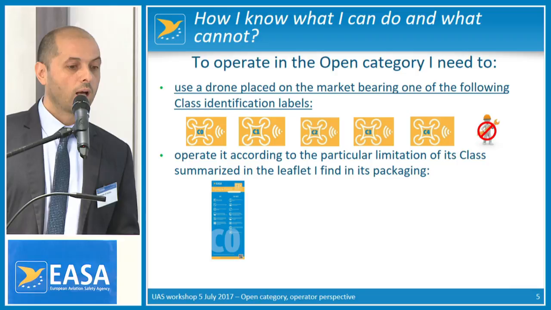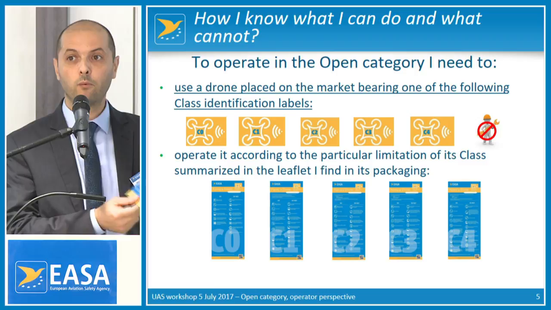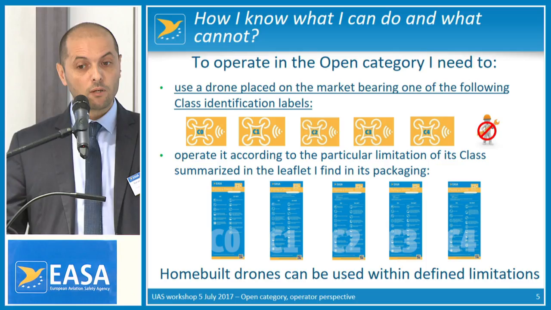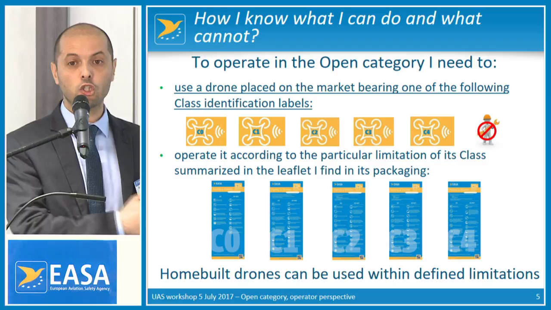So how do I operate this drone? In each box, we will provide a leaflet. It is the leaflet that we printed, and I think that most of you were able to take a copy at the entrance. In this leaflet, there is one for each class, and you get the most important information. Now, we still allow home-built drones to be operated, and they can be used with defined limitations, and we will see that later. Now, how to read this leaflet?